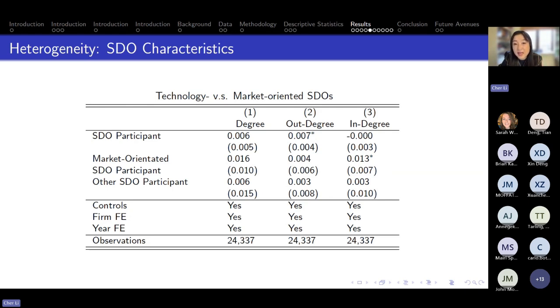So then we can have two kinds of SDOs. And here, the first row is the technology-oriented SDO, and the second row in my table here, we are looking at the market-oriented SDO.